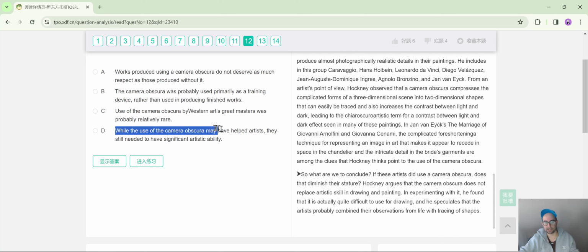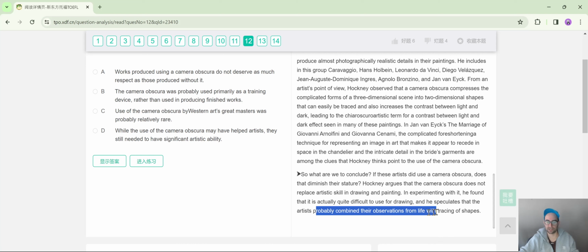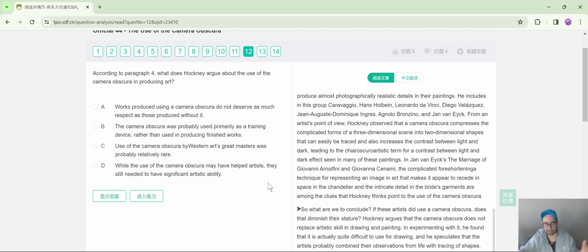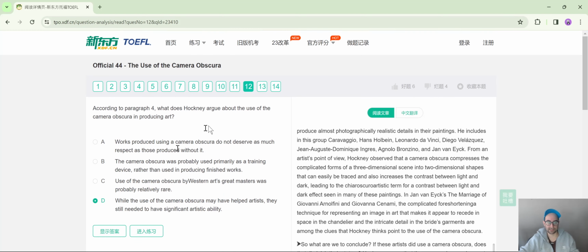While the use of the camera obscura may have helped artists, okay, they still needed to have significant artistic ability. Yeah, that's what this means right here. It does not replace their skill in drawing and painting. And if you weren't sure, if you read the rest of it too, and experimenting with it, you found that it is actually quite difficult. So we use actually to make a correction, right? To reveal new information that we didn't expect. Difficult to use for drawing. And he speculates that artists probably combine their observations from life with tracing of shapes. That would have helped a little bit as well. So yeah, D is the answer here.